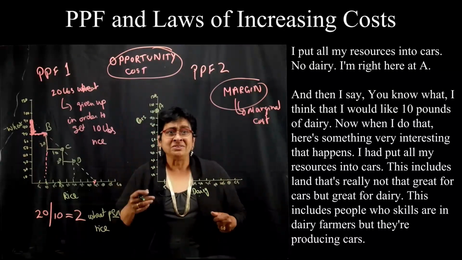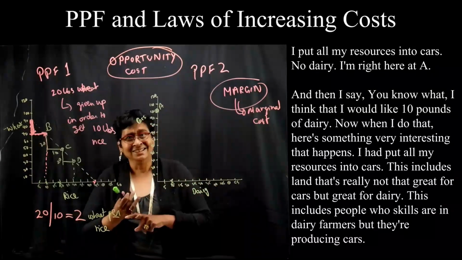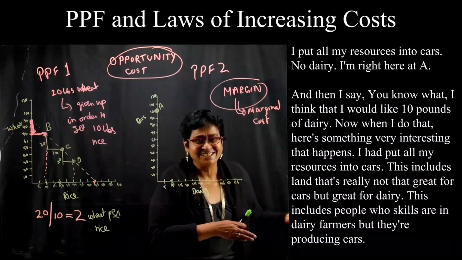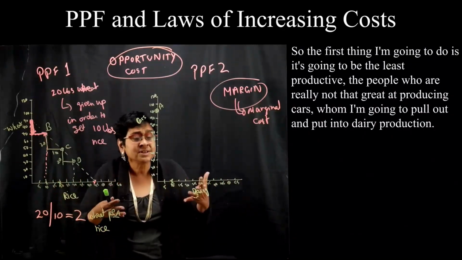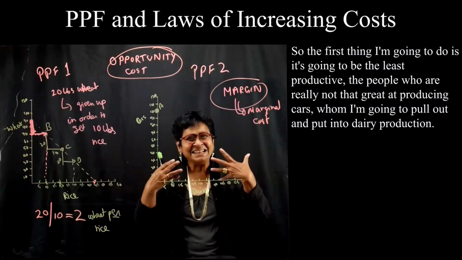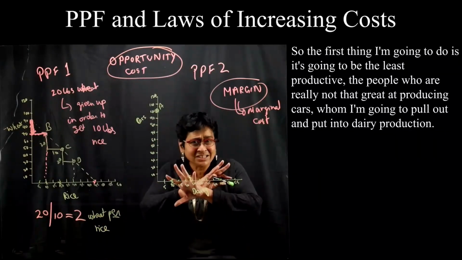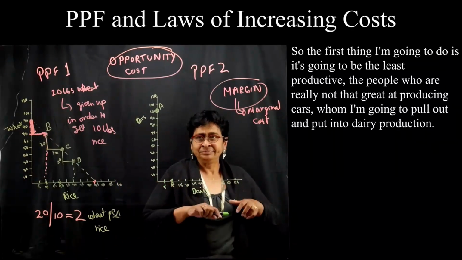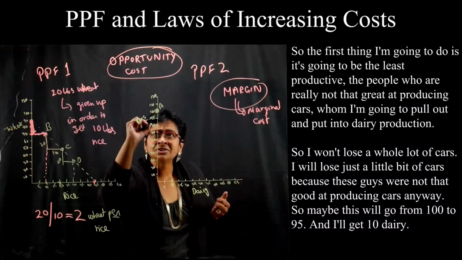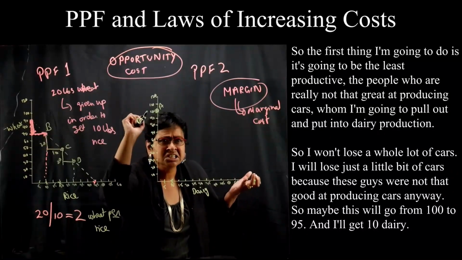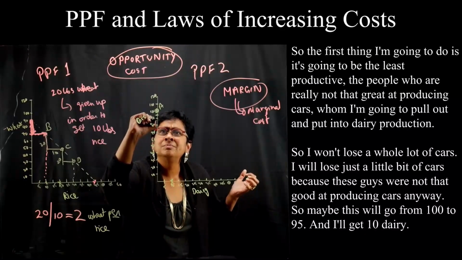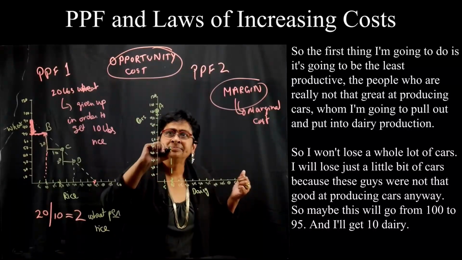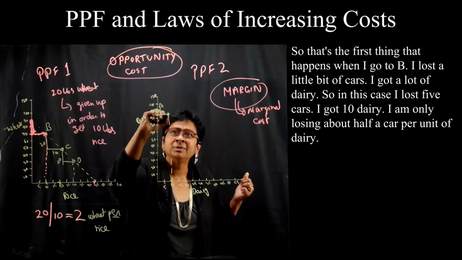Now, when I do that, here is something very interesting that happens. I put all my resources into cars. This includes land that's really not that great for cars, but great for dairy. This includes people whose skills are in dairy farming, but they're producing cars. So the first thing I'm going to do is pull out the least productive, the people who are really not that great at producing cars, and put them into dairy production. So I won't lose a whole lot of cars. I will lose just a little bit of cars. These guys were not that good at producing cars anyway. So maybe this will go from 100 to 95, right? And I'll get 10.